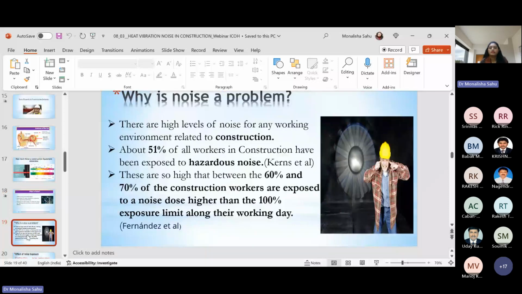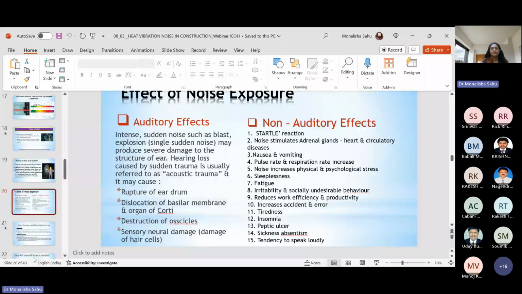The first thing: why noise is a problem in construction workers. It has been seen in various studies that worldwide, almost 51% of workers in construction have been exposed to hazardous noise. Between 60 to 70% of construction workers are exposed to a noise dose higher than 100% of their exposure limit. Its effects may include auditory effects as severe as acoustic trauma and rupture of the eardrum, and non-auditory effects like heart and circulatory diseases, nausea, vomiting, irritability, fatigue, accidents and errors, insomnia, peptic ulcers, and many more.